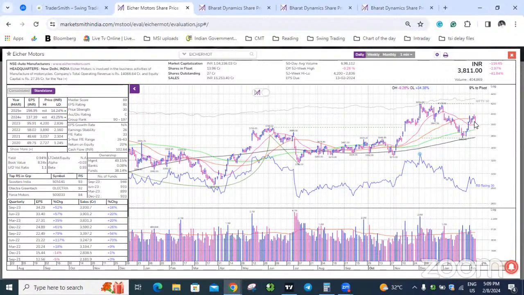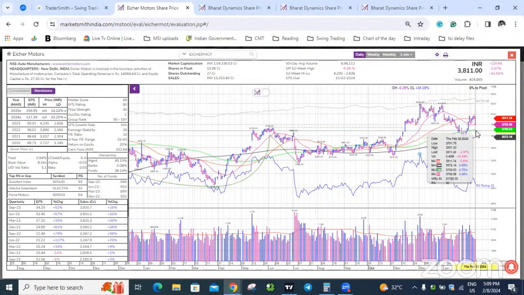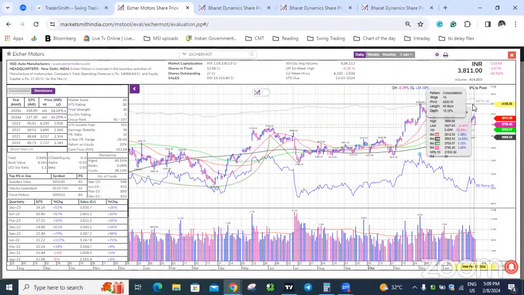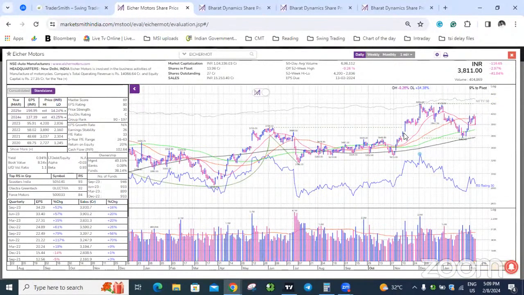Right now it might test the 100 DMA. So one can wait for a better opportunity on the upside. It is better to wait till the 1,200 kind of level.